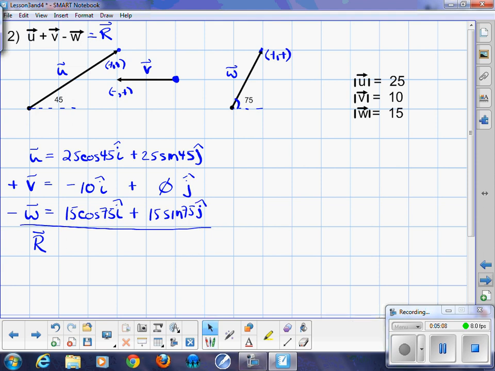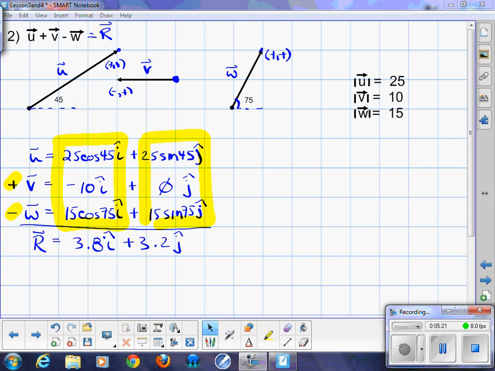And again, what am I going to do? I'm going to add my i's together. I'm going to add my j's together, noting the symbols on the side. So just be careful when you're punching this through the calculator. As I run my numbers through, this is what I came up with. My resultant is 3.8i plus 3.2j.